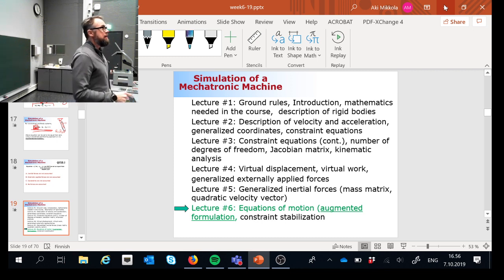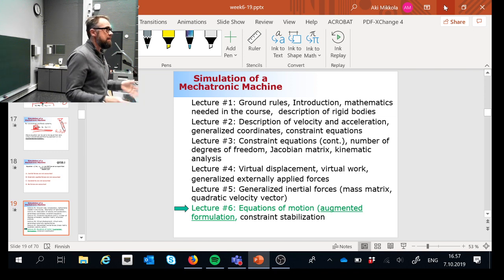Now let's look at the ways that we can actually express the equation of motion such that the constraints are accounted for. Roughly speaking, we have two choices, like in the case of optimization when you have constraints that you have to fulfill.